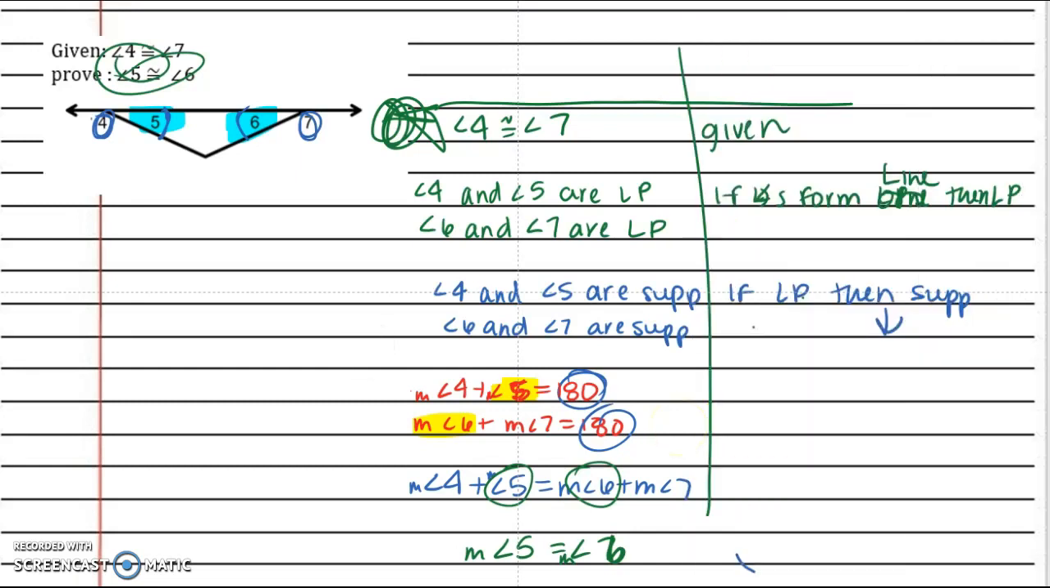Ooh, let's catch up our reasons though. Over here, our reasons would be if supp, then your sum is 180. And this one would just be substitution and subtraction.